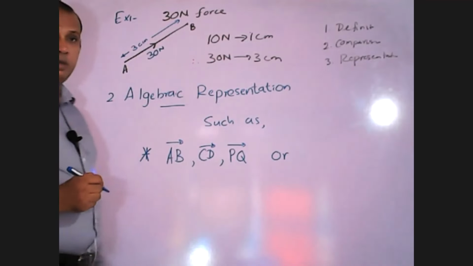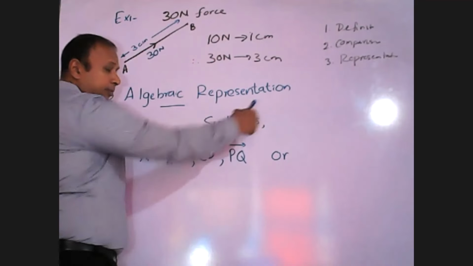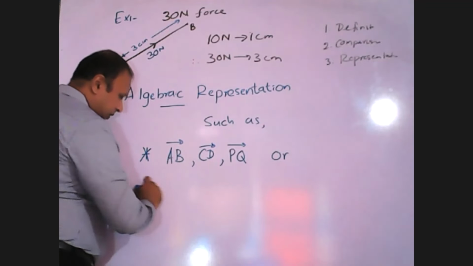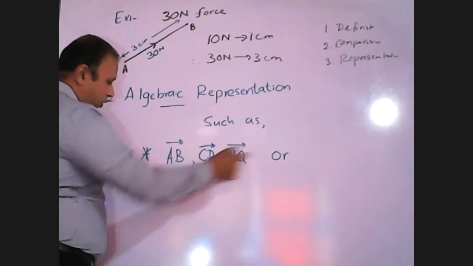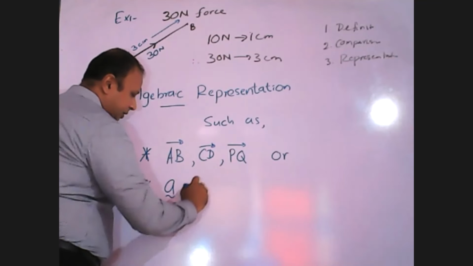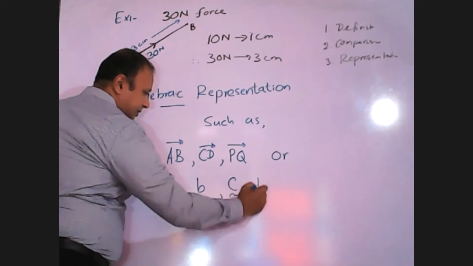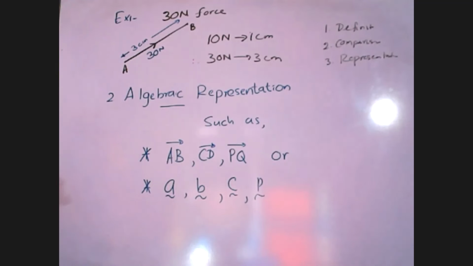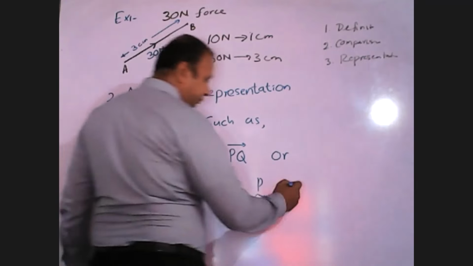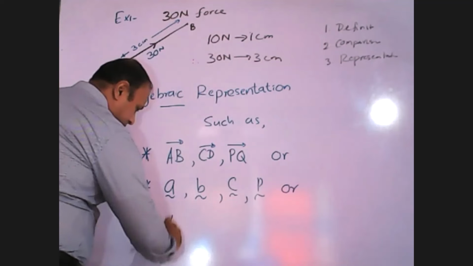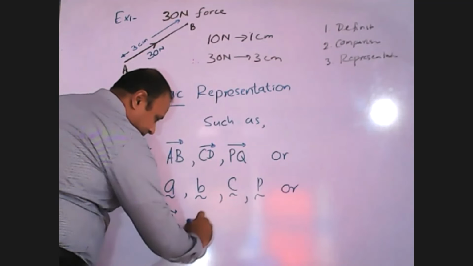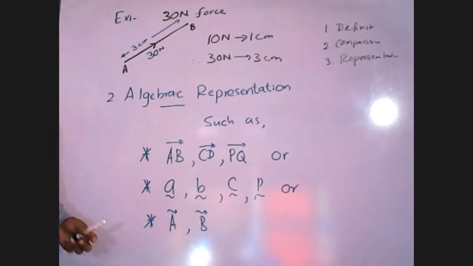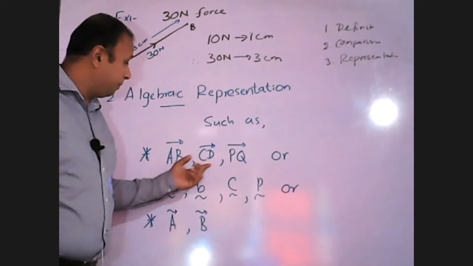Once you write this one, write a comma and write under this symbols such as A, B, C, D, P, Q, O. Simple A, simple B, simple C, simple P. Or you can use capital A, capital B. Those are some formats of representation of vectors.